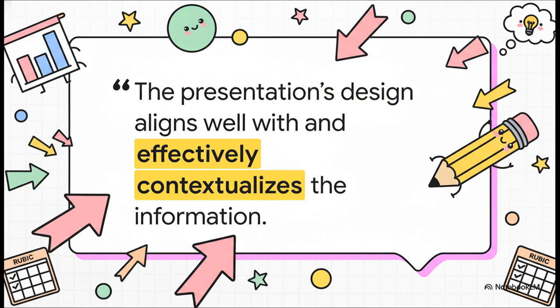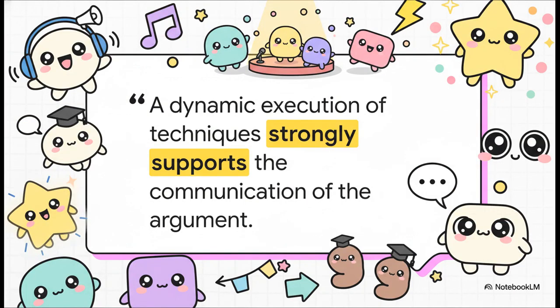Does this chart make your point clearer? That's the goal. And it's the exact same story for performance. How they deliver it matters a lot. We're talking vocal variety, good eye contact, real energy. That's what the rubric means by a dynamic execution. They need to understand this is a performance of their research, and they need to own that stage.